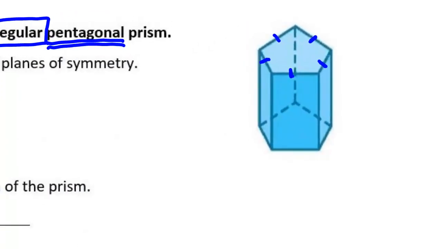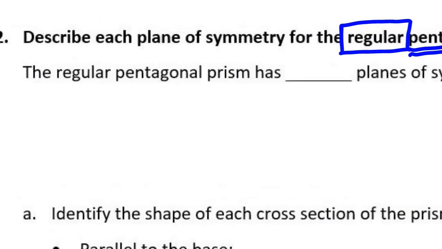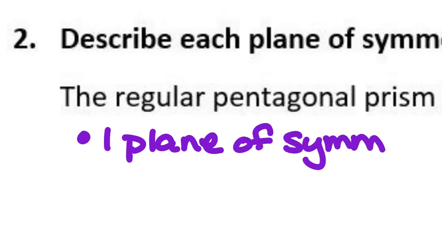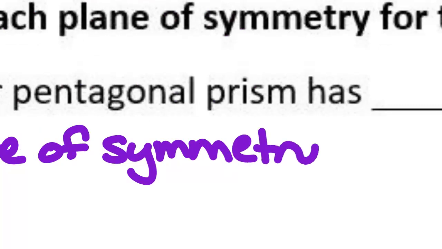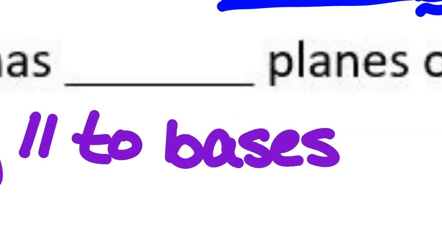Where's somewhere that I could slice this object so that the 2 halves would be identical? You could fold one on top of the other and they'd match up perfectly. Right through the middle again. So I could slice it here. There is one plane of symmetry, parallel to the bases through the middle.